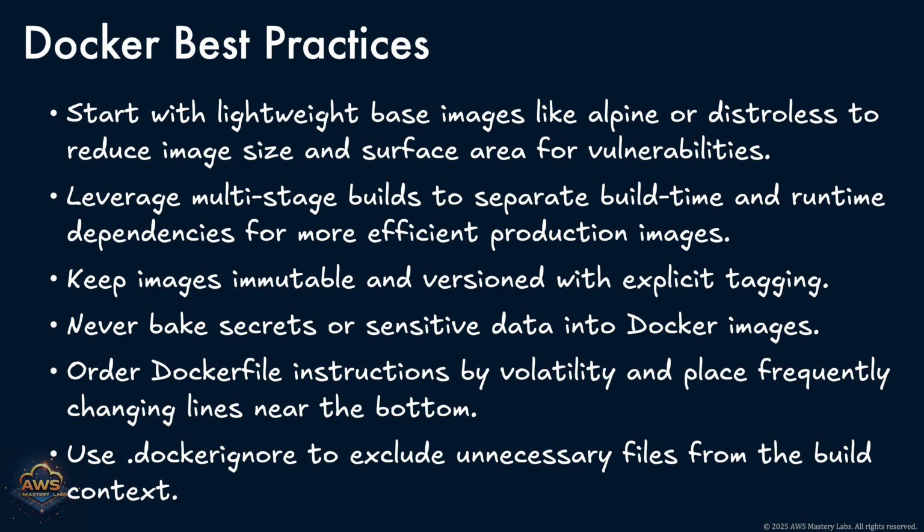It's also critical to keep secrets out of your images. Hard-coding credentials or API keys in Dockerfiles or images is a major security risk. Instead, use secure environment variable injection, cloud-native secrets managers, or orchestration layer secrets handling.